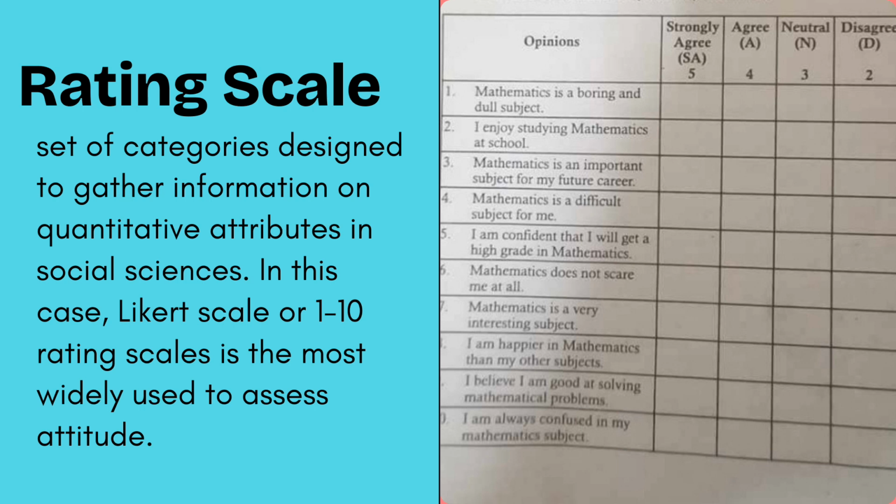So both Likert scales and 1 to 10 rating scales are valuable tools in social sciences for gathering quantitative data on attitudes and perceptions. They provide researchers with a structured and standardized method to measure subjective responses and opinions, enabling more rigorous analysis and interpretation of attitudes within a given population or sample. So these scales are versatile and widely employed across various fields of social research to explore and understand human behavior, preferences, and beliefs.